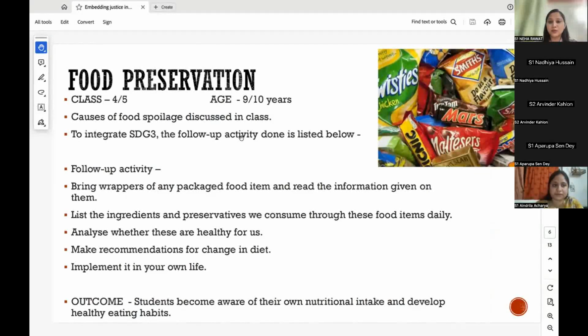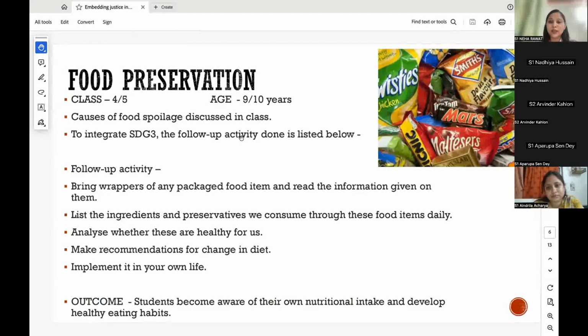This is the third example, food preservation. This is a topic in class 5, where we taught children about food spoilage and how you can prevent that. Different preservation methods were taught, and SDG 3, good health and well-being, was incorporated here. It's a follow-up activity wherein students were asked to bring wrappers of any packaged food item and read the information given on them. After reading all the ingredients and preservatives that they might have consumed in the last week, they analyzed whether what they ate was healthy or not.